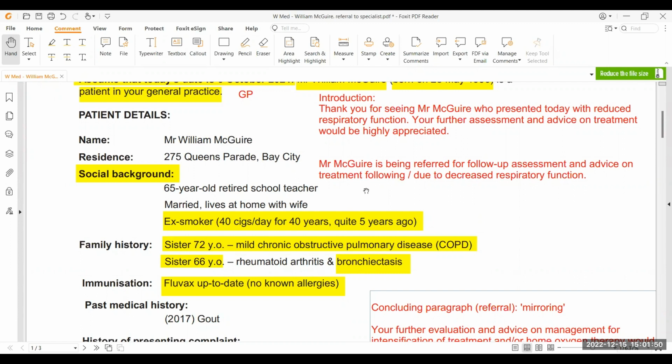So I hope that gives you a little bit of preview on how to write your introduction and how you mirror your purpose for a referral on the concluding paragraph. And then maybe for your next lesson, you can get more techniques for writing the body paragraphs. Okay, good.